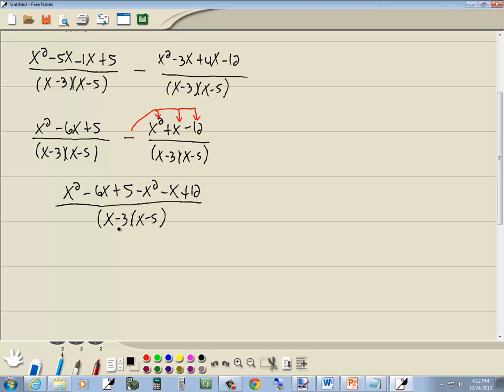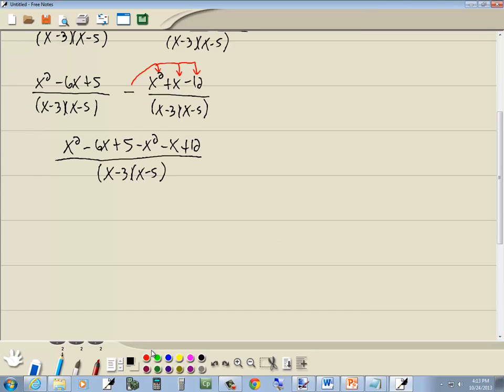No matter where you are in math, you should always combine together like terms. Well, here I have x squared minus x squared. Those cancel. Here we got negative 6x, negative x. That gives us negative 7x. And then we got 5 plus 12, which gives us 17. And then our denominator stays as is.